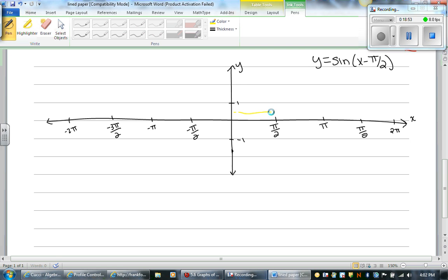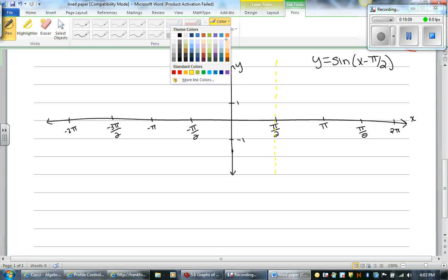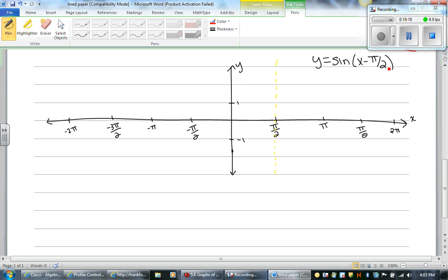Okay, this direction. So what I'm going to do is put in a fake y-axis. I'm just going to put in a dotted line at pi over 2 just to give myself a vantage point of where I need to be graphing this function. Nothing else is different except for that phase shift. Sine still starts at 0. It's going to go to its maximum, 0, minimum, 0. Except instead of starting at the origin, I'm starting at pi over 2.